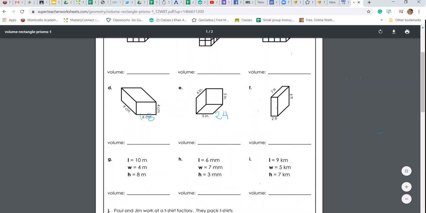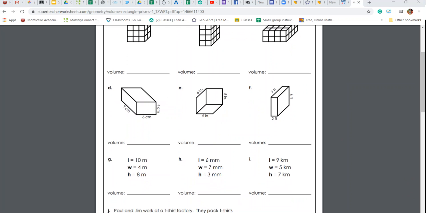Sometimes you have to just use the numbers, because here they've given us our length, our width, and our height. So we just need to multiply. My length is 9, my width is 6, and my height is 4. Okay, so then I'm just 9 multiplied by 6 multiplied by 4.